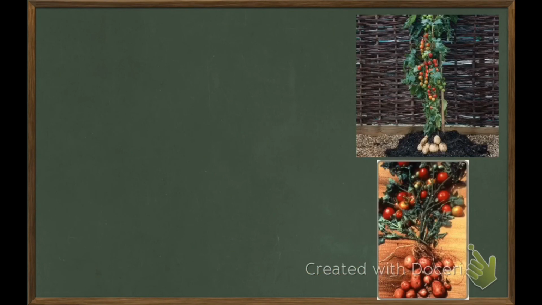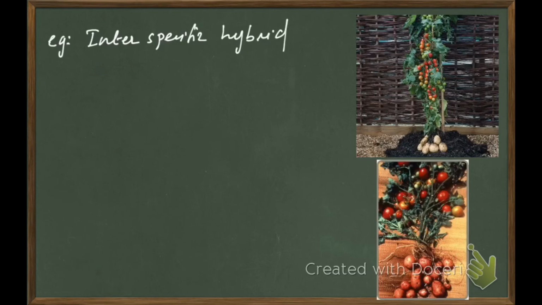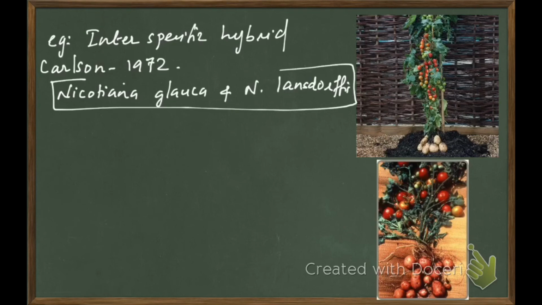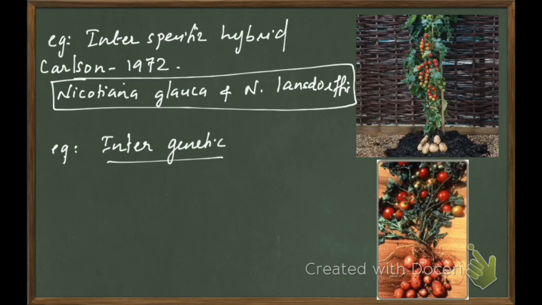In the field of interspecific and intergeneric crosses, we'll discuss two examples. The first example is an interspecific hybrid generated by Carlson and his team in the year 1972. This is between Nicotiana glauca and Nicotiana langsdorffii, the first interspecific hybrid. It's a tobacco plant, Nicotiana glauca and Nicotiana langsdorffii.